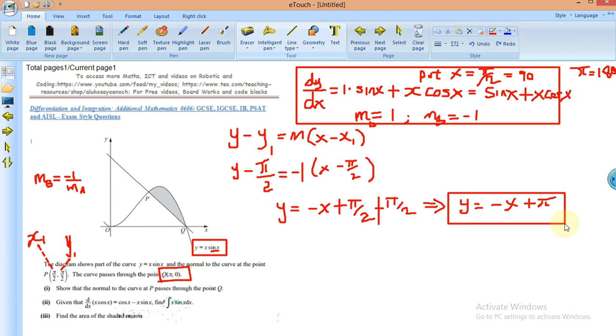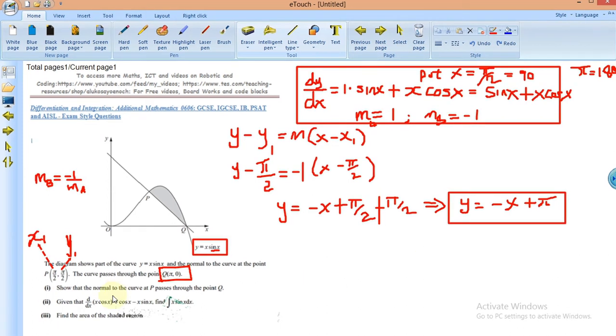Okay. So now guys, we are to show that the normal to the curve at P passes through point Q. So I'm to verify that the intercept, the one intercept here, is pi. Because that is when y equals 0 here. When y equals 0, then I should get pi. So when y equals 0, my x should be pi. This one here is the intercept on x now.